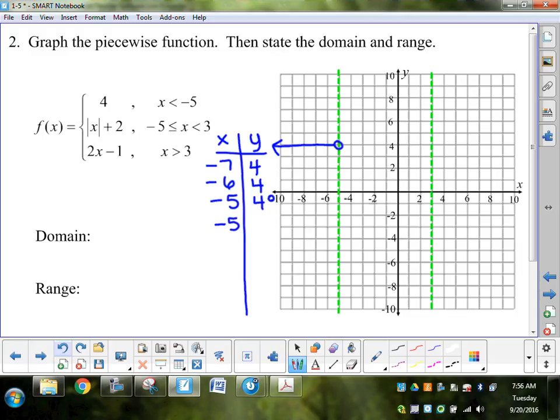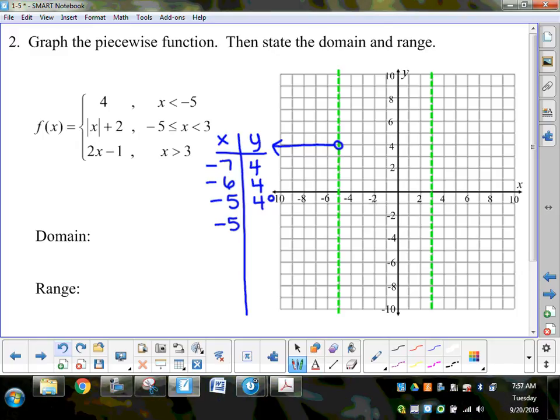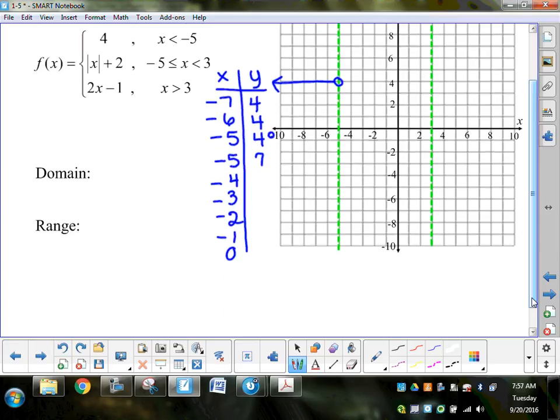Now, let's transition over and use the middle piece, which says take the absolute value of your input and then add 2. So, Jensen, I'm going to plug in a -5. What do you get when you plug in a -5? Let's do now -4, -3, -2, -1, 0, and we're going to keep going. Now, when I'm at -4, what's the output going to be? Colleen B? 6.